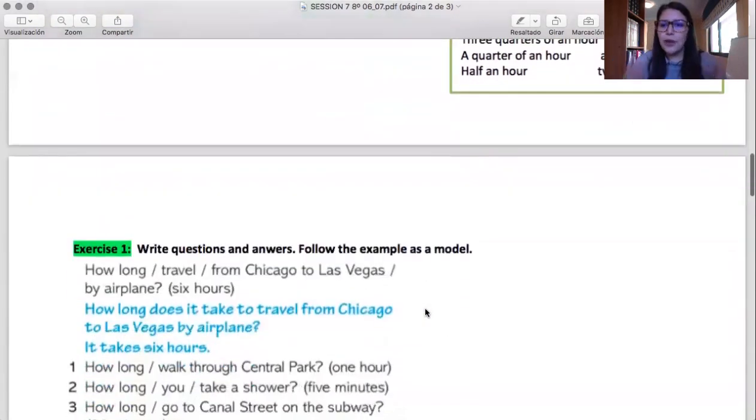Now we're going to practice. To train the use of how long it takes, we need to practice.